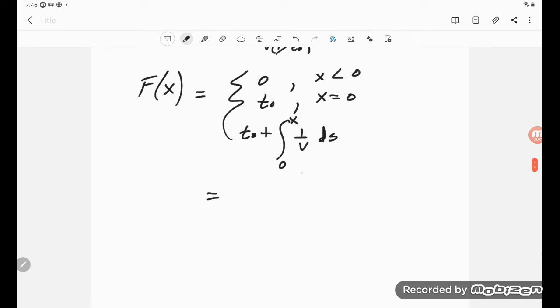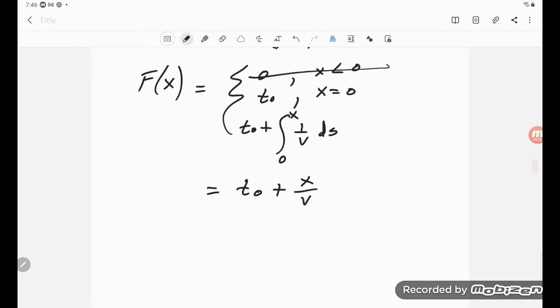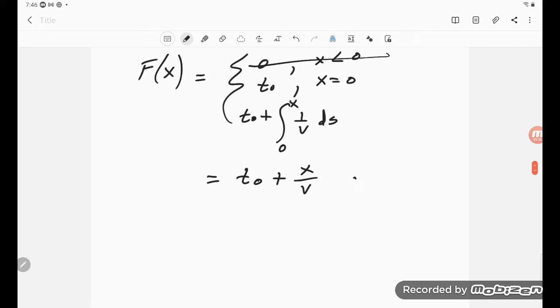And so that is where they get their, if we assume that x can only be between 0, so if we quit worrying about that, we can put these two together as a t0 plus, oops, I don't need the integral sign, I can do that integral. And that's just x over v. And this is for 0 less than or equal to x less than or equal to v times 1 minus t0.